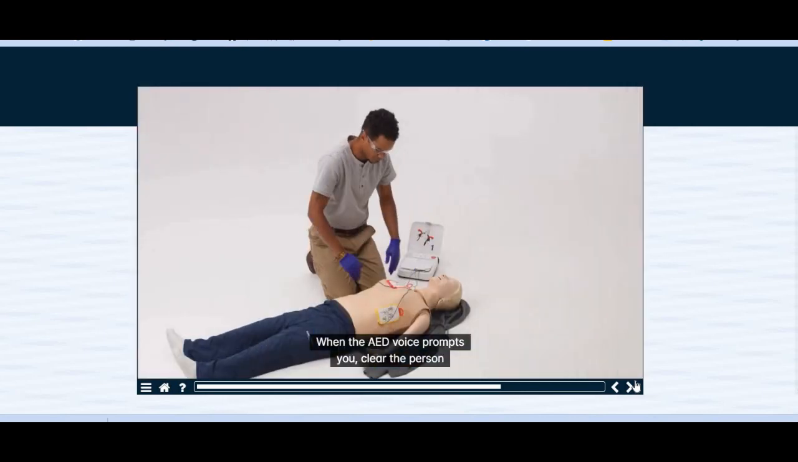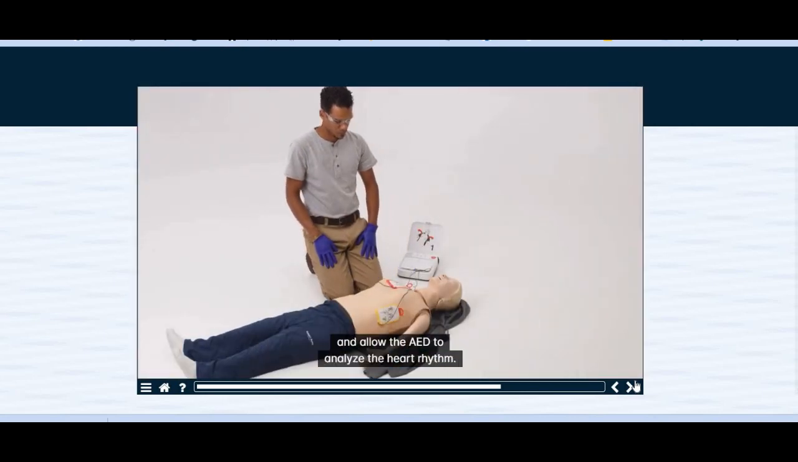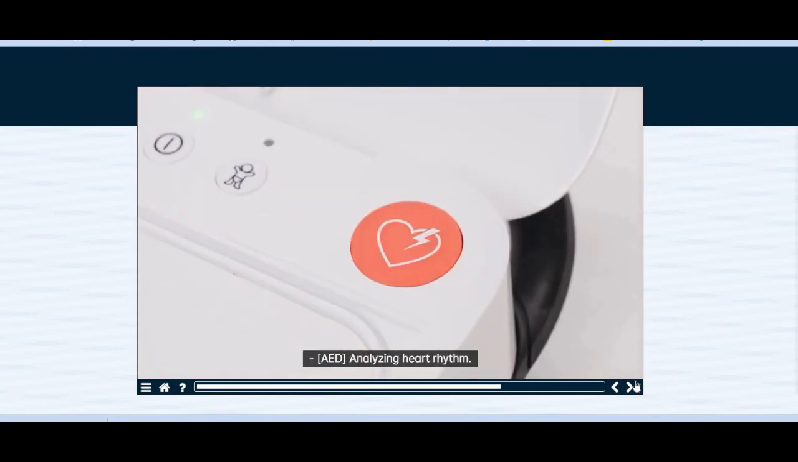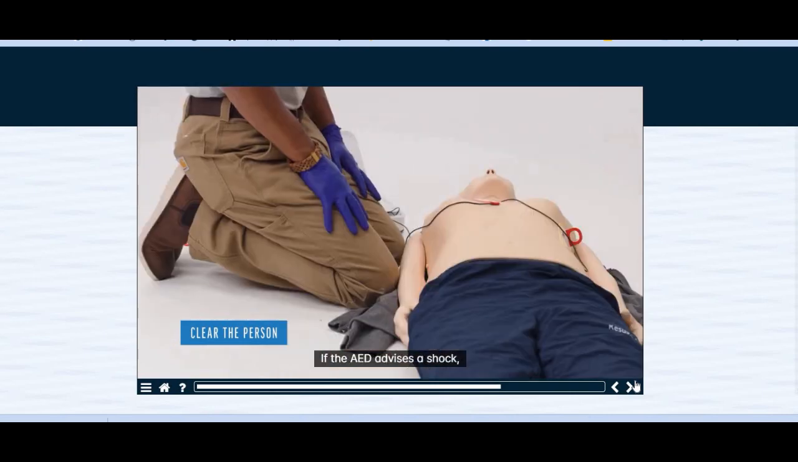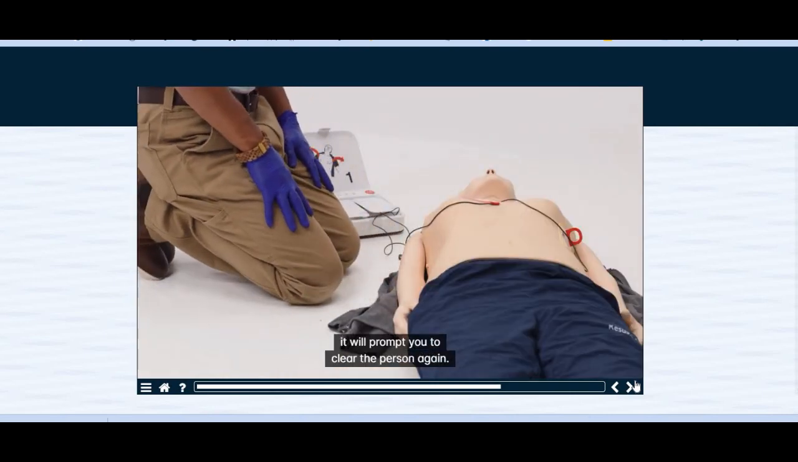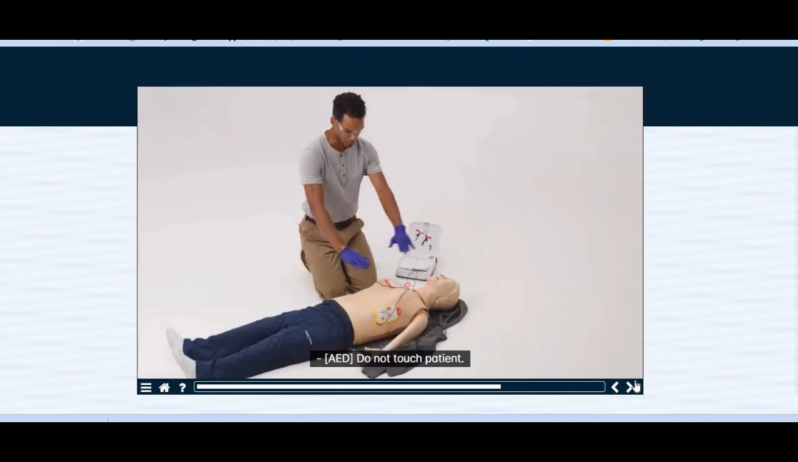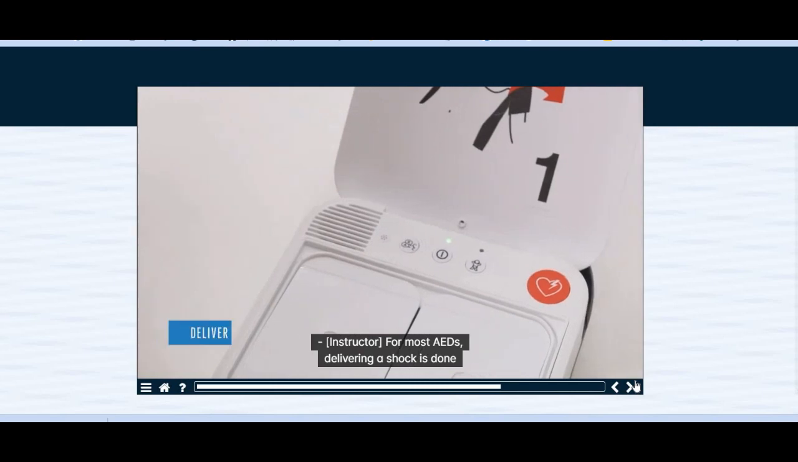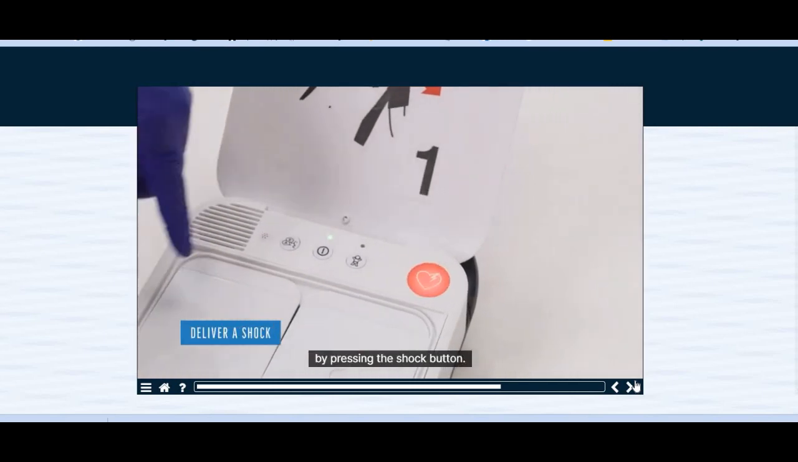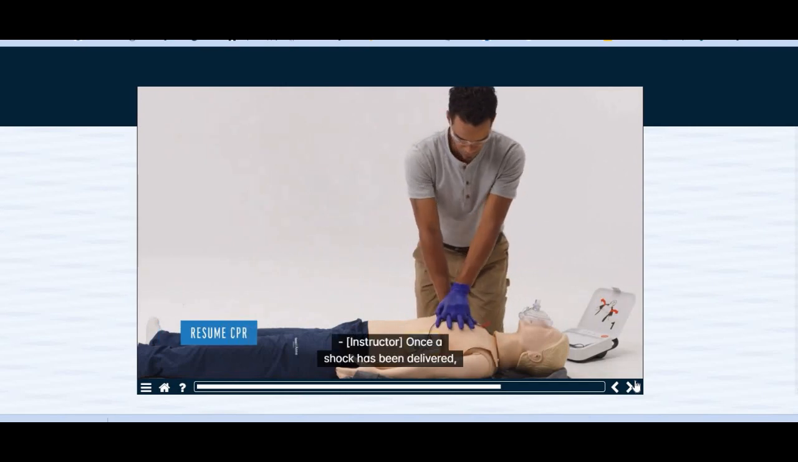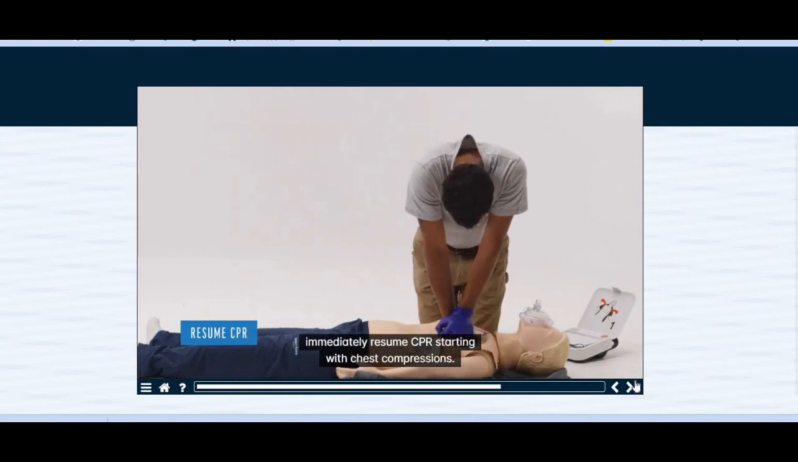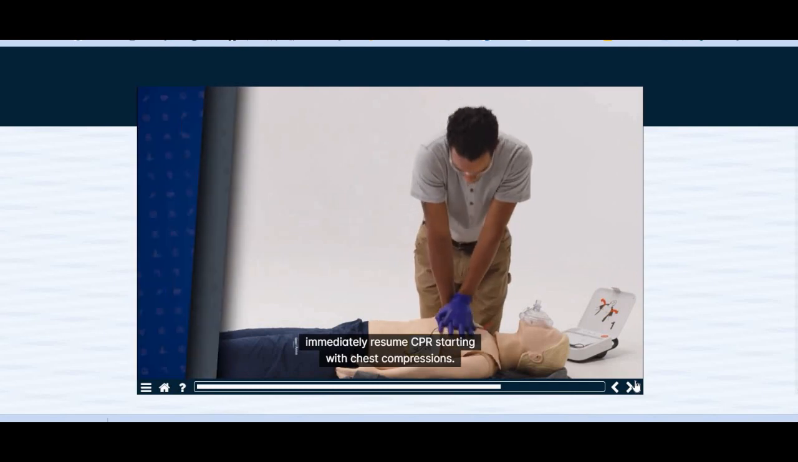When the AED voice prompts you, clear the person and allow the AED to analyze the heart rhythm. Analyzing heart rhythm. Be certain that no one is touching the person. If the AED advises a shock, it will prompt you to clear the person again. Do not touch patient. Everybody clear? For most AEDs, delivering a shock is done by pressing the shock button. Shock delivered. Once a shock has been delivered, immediately resume CPR, starting with chest compressions.